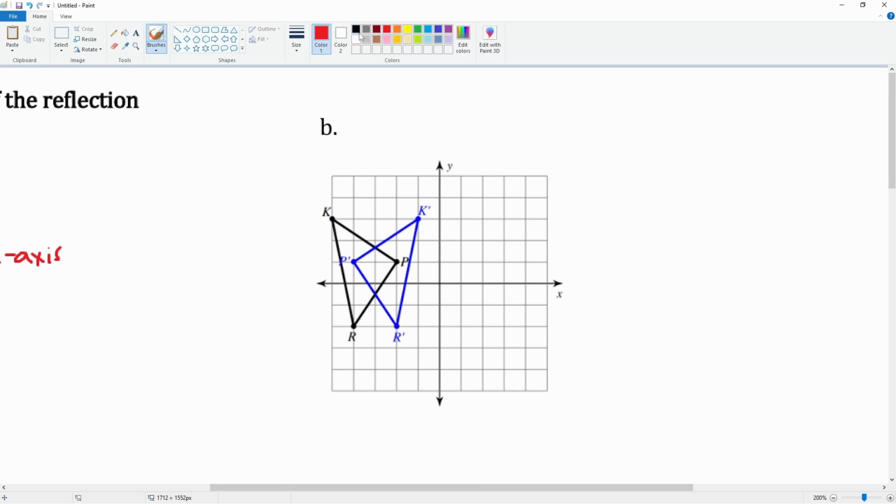For B, right, the line of symmetry is down right here because they're going to be equal distance away. Right, K is 2 units away. K prime is also 2 units away. R is 1 unit away. R prime is 1 unit away. So this is -1, -2, -3. So this is X is equal to -3 for the line of reflection right here.